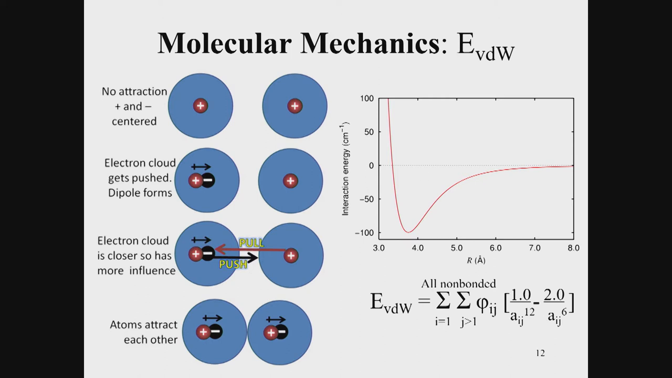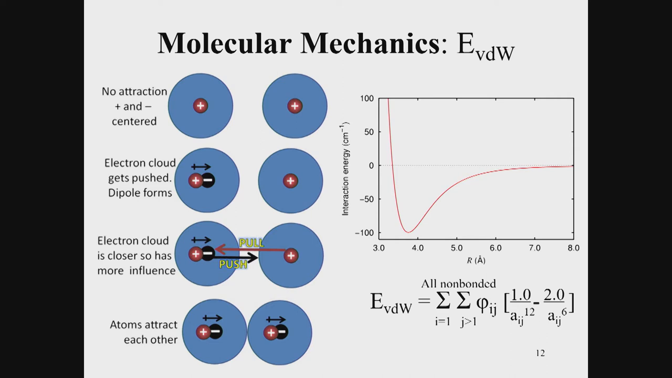However, and this is the more important part, if you try and push them too close to each other, the energy rises very rapidly until it reaches a point where it's extremely repulsive, because we're trying to smash those two nuclei together, or smash the electrons together. And that is what, of course, prevents the two atoms from touching each other.